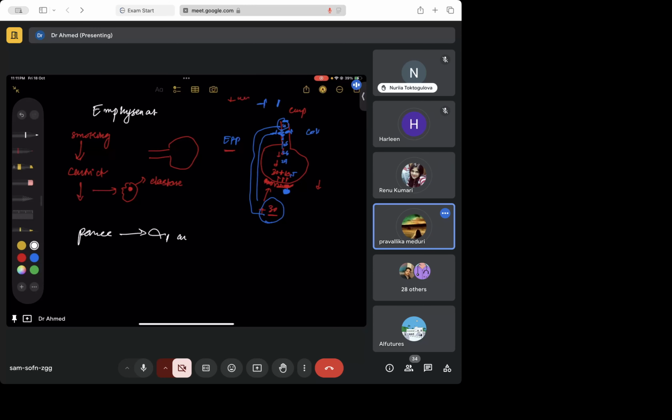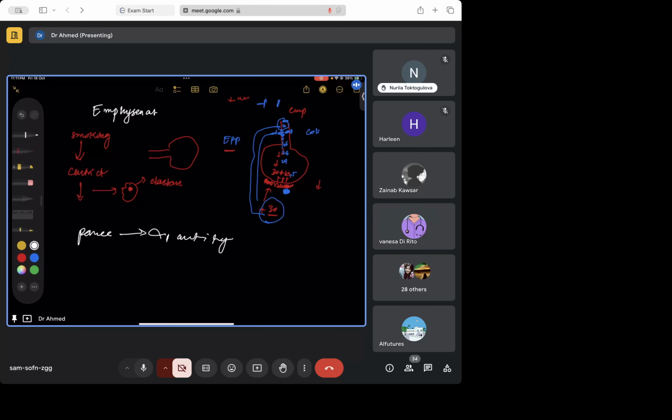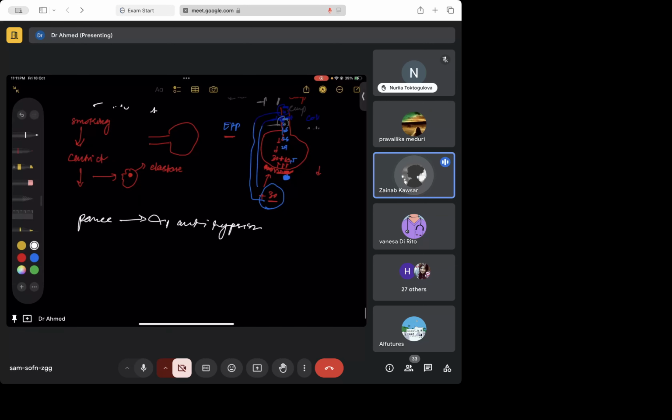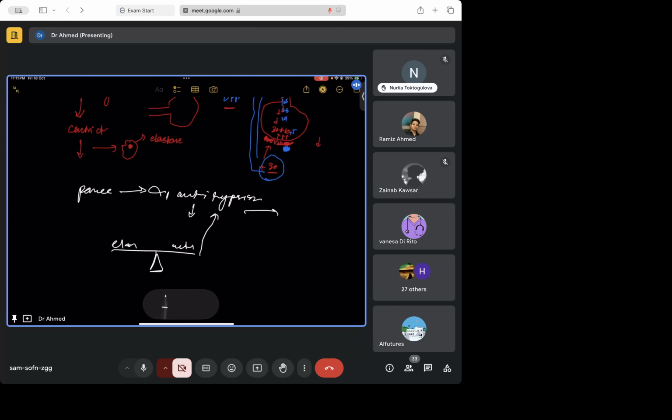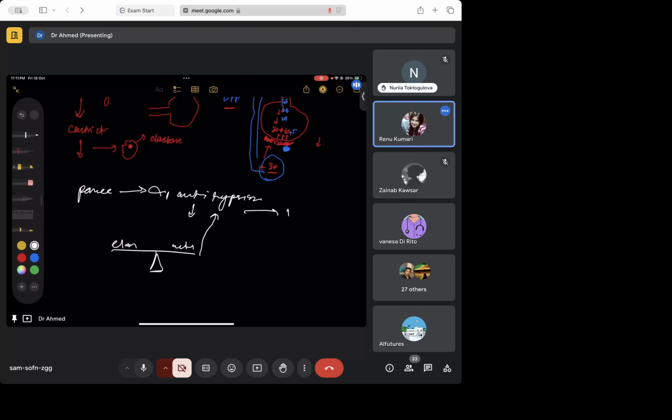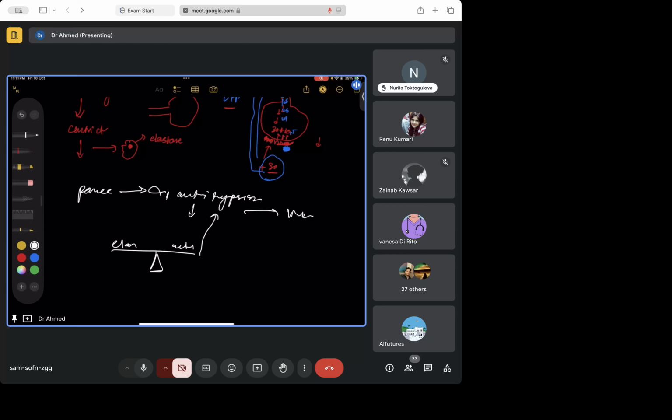What is alpha 1 antitrypsin? Anti-elastase. Normally there is a balance between elastase and anti-elastase, which is your alpha 1 antitrypsin. If I have less alpha 1 antitrypsin, which is formed inside the liver, what happens? I'm going to increase the activity of elastase, and ultimately I'm going to see emphysema.